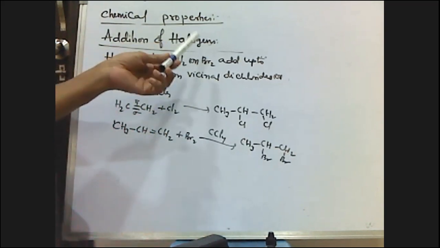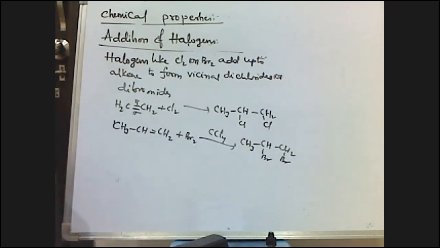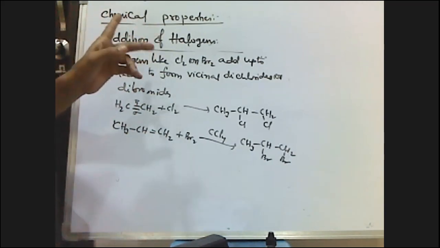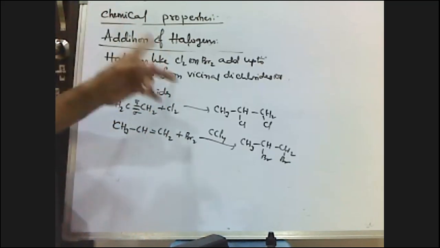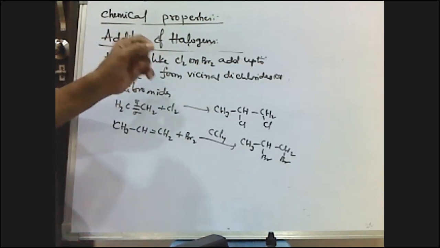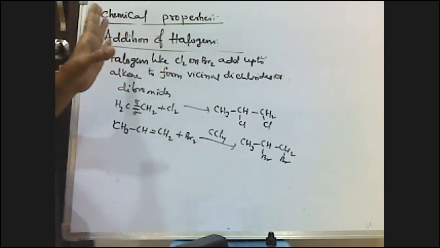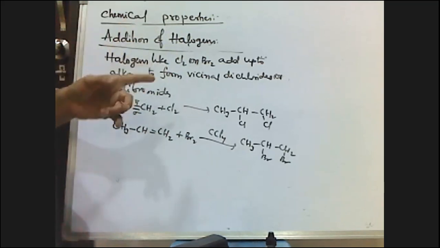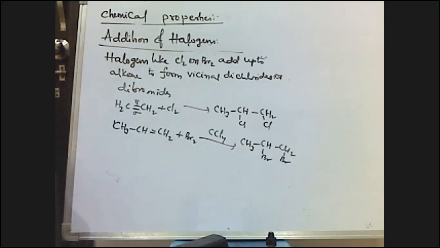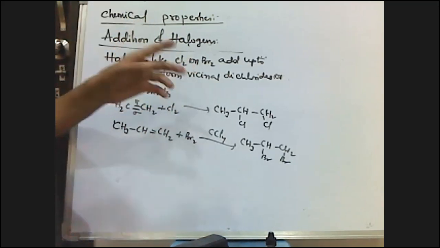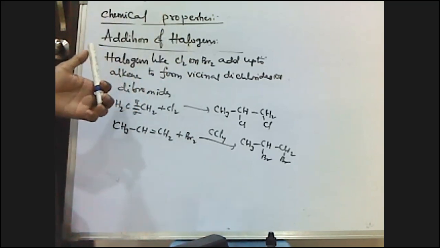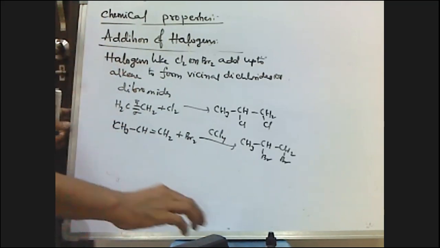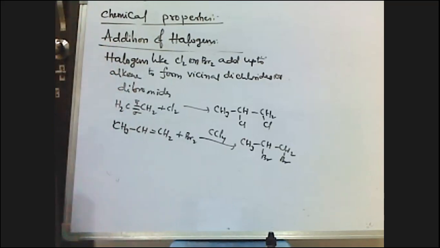So when alkenes are treated with halogens, vicinal dihalides are formed. This reaction, addition of halogen, is shown only by chlorine and bromine. Iodine doesn't show addition reactions under normal conditions. Similarly, fluorine also. Right? So when alkenes are treated with chlorine or bromine, an electrophilic addition reaction takes place and vicinal dihalides are formed. This is the second electrophilic addition reaction of alkenes.